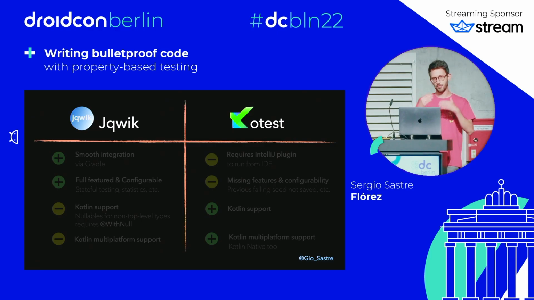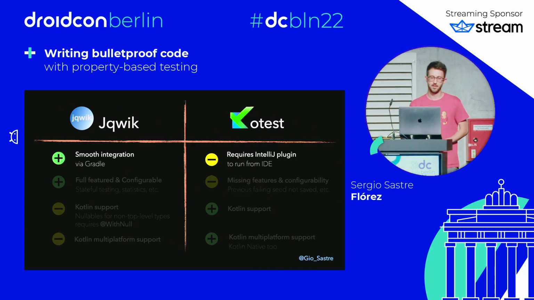So let's go through the pros and cons of each of these libraries. From jqwik, the integration is very smooth via Gradle, also from the IDE. When you write a jqwik test, you still get this green arrow next to your test that you can click, and then the test will run. With Kotest, you need the plugin, because otherwise you can only run from the command line.